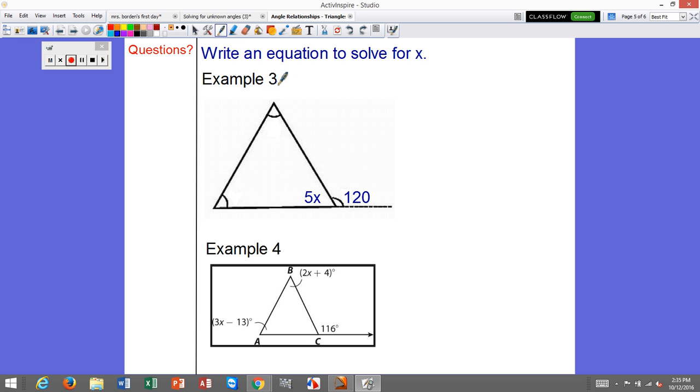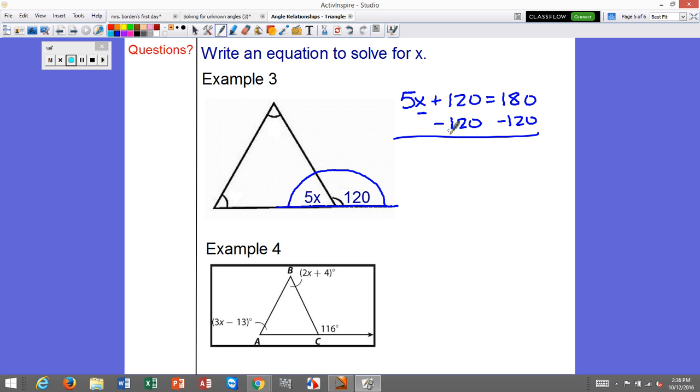This is example 3. We know from what we just learned that the interior angle here plus the exterior angle here together create a straight line. So the relationship is 180 degrees. So we can write an equation that says 5x plus 120 equals 180. And we can solve for x by subtracting 120 on both sides. 180 minus 120 would give us 60. So 5x equals 60. And then we divide by 5 on both sides. And 60 divided by 5 is 12. So we know the value of x is 12.